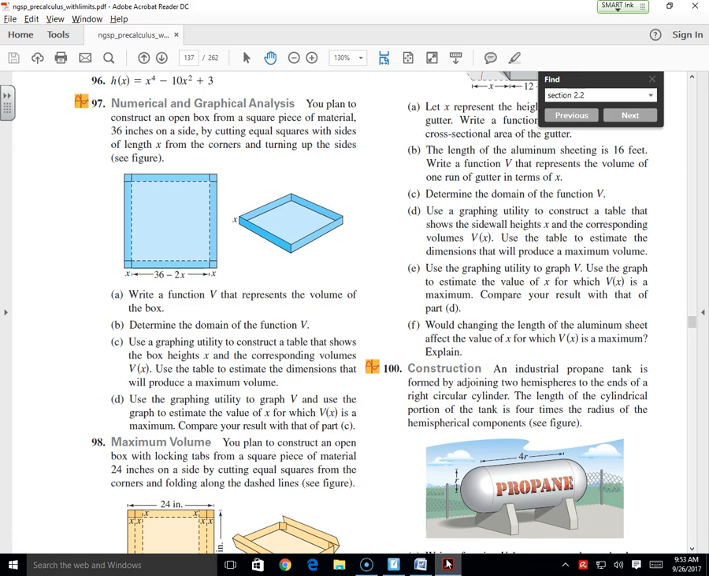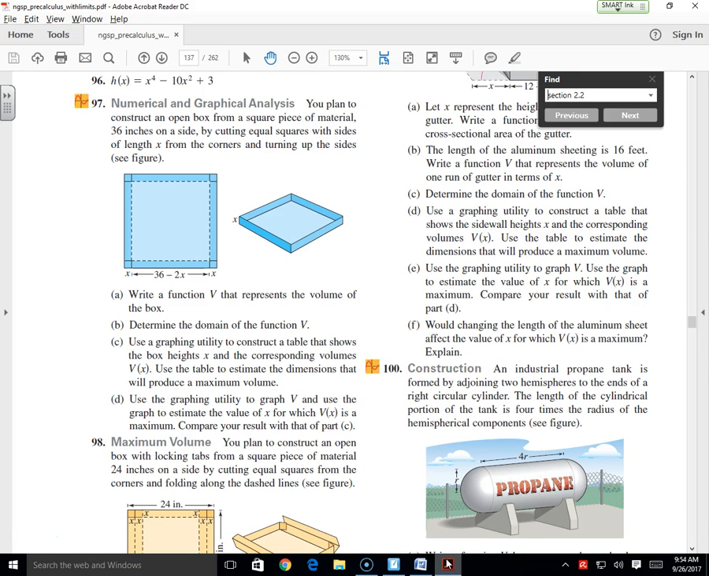So then number 97. You plan to construct... Oh, we already got 10 pens. Oh, 15. Silly goof. It's okay. You're cutting out equal squares with sides of length x. Oh, they even showed it to you guys. Look at you, spoiled rotten.